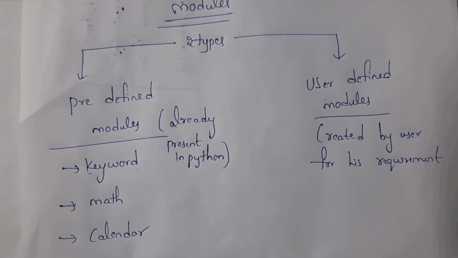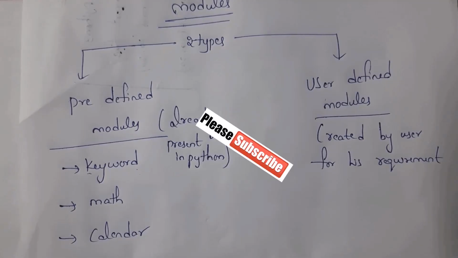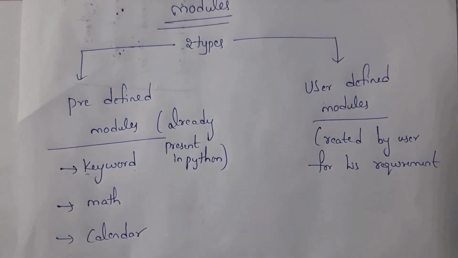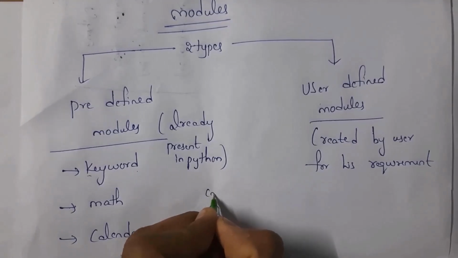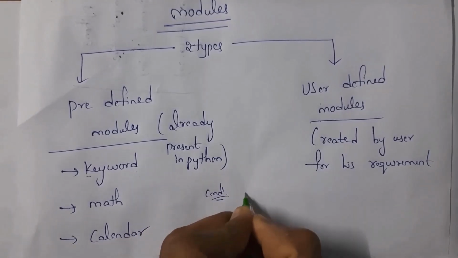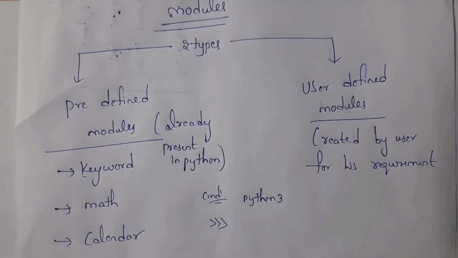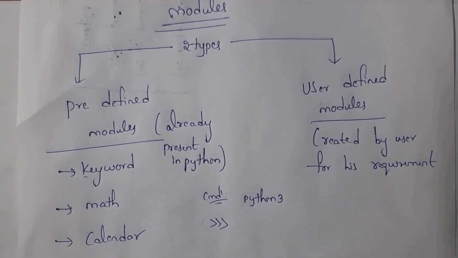That means there is no need of separately creating these modules again. Just by using the import keyword, we can import this module and use it. For example, I want to print the 2023 calendar. So just open command prompt and open Python 3. There is no need of separately creating a calendar module. We can just import this module because it is already present in Python.